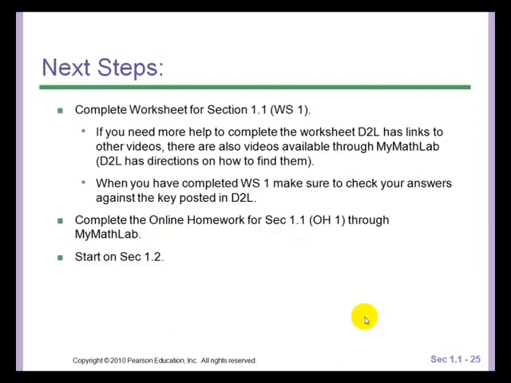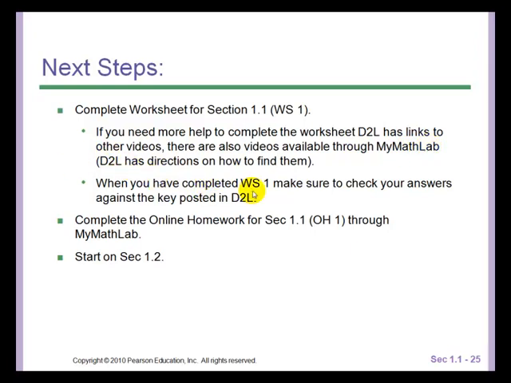Okay, so that pretty much completes 1.1. So what are your next steps? Complete the worksheet for section 1.1. This is WS1, that's in D2L. If you need more help to complete the worksheet than what you got in this video, there are other videos which you can find in D2L. There's also videos available through my math lab. If you haven't found those yet, there are directions in D2L.